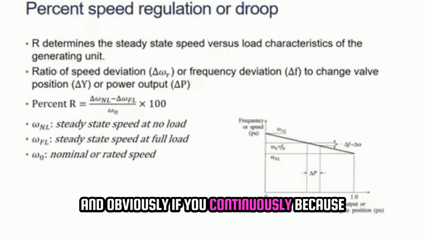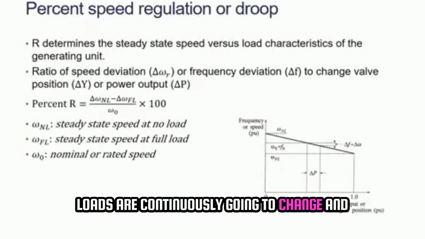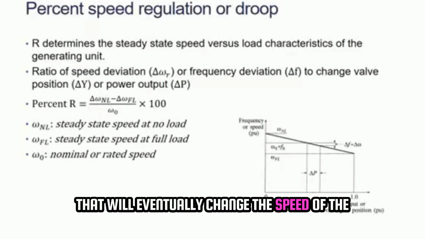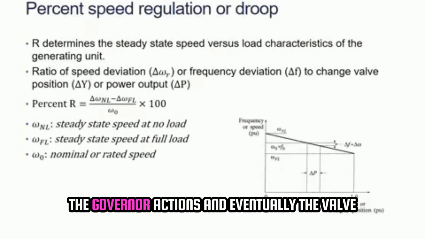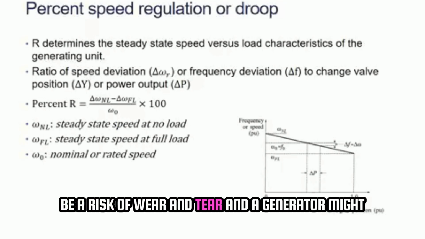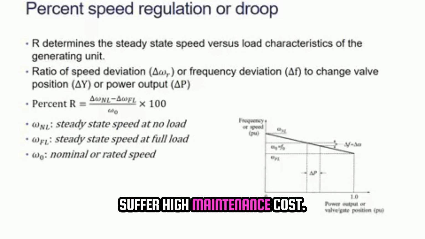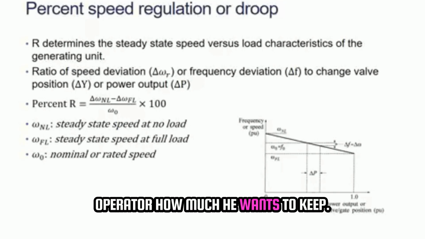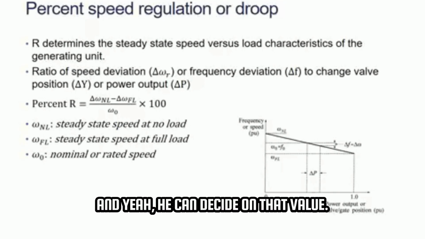And obviously, because loads are continuously going to change, that will eventually change the frequency, and that will eventually change the speed of the generators, and that will change the governor actions and eventually the valve opening. So as these changes happen often, there will be a risk of wear and tear, and a generator might suffer high maintenance cost. Therefore, it is the choice of the plant operator how much R he wants to keep, and he can decide on that value.